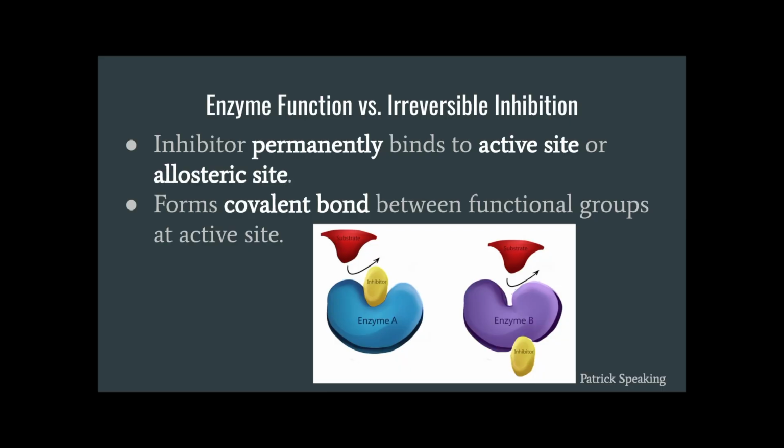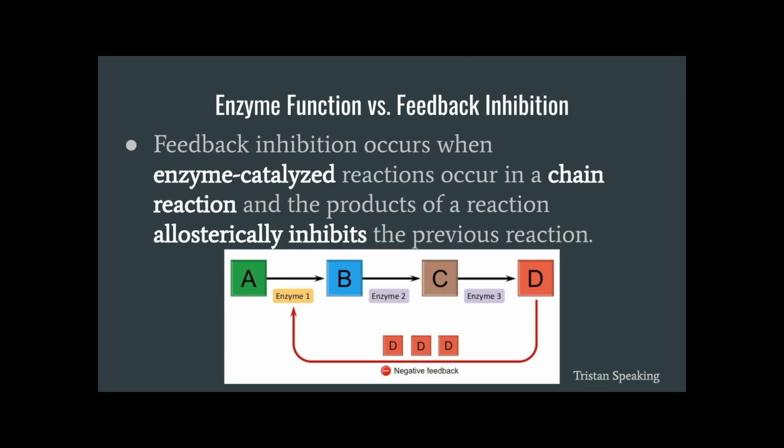Some types of inhibitors are also able to permanently shut down an enzyme's reactivity by covalently bonding to functional groups at either the active site or allosteric site. This bonding means the inhibition is irreversible and substrates are no longer able to interact with this enzyme.